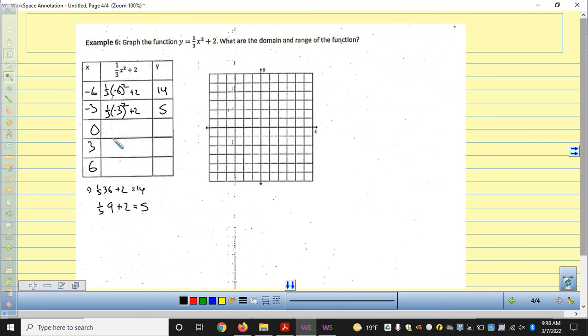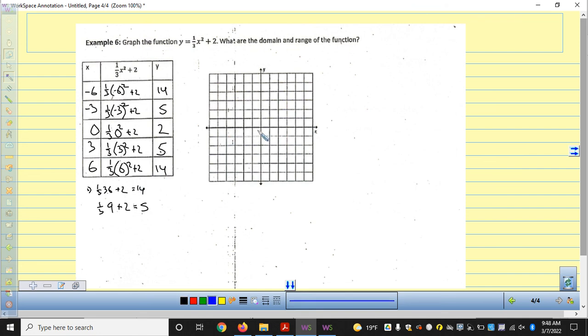Plug in 0. You get 1/3 of 0 squared plus 2. Well, 0 squared is 0 times 1/3 is 0. I just get a 2 there. Here I'm going to plug in 3. Can we guess what we're going to get there? We're going to get 5 because our graph is symmetrical about the y-axis. And here we get 1/3 of 6 squared plus 2, which is going to give us 14.